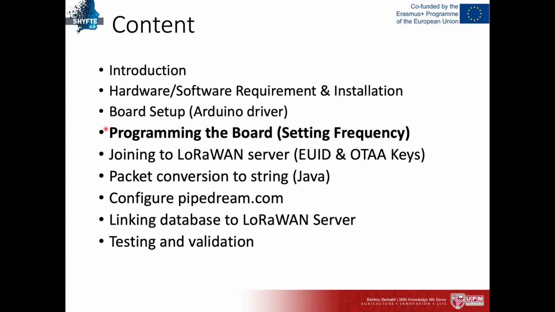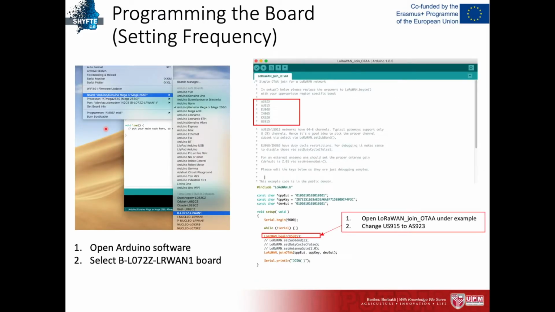Now we will go to programming the board. In this section, we will set the frequency for the LoRa. Before we continue, you need to select your LoRa STM32 board from the Arduino IDE compiler. In our case, we select the board as shown in the slide. Now we will continue with setting up the LoRa frequency. Here we use an example of LoRaWAN join OTAA.